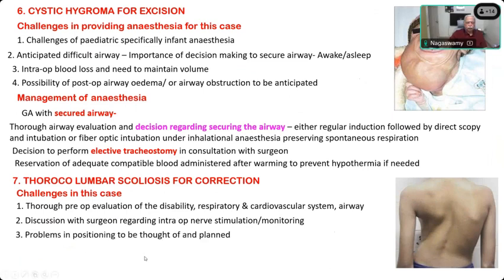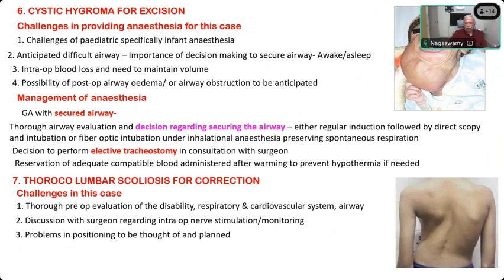And problems in positioning have to be thought of and planned, because the patient is going to have this curvature. One side will be hinging out, and the other side will be depressed. So even lying down may be problematic. And normally for this surgery, how do you induce anesthesia? On the operating table or on the stretcher trolley? You induce on the trolley.